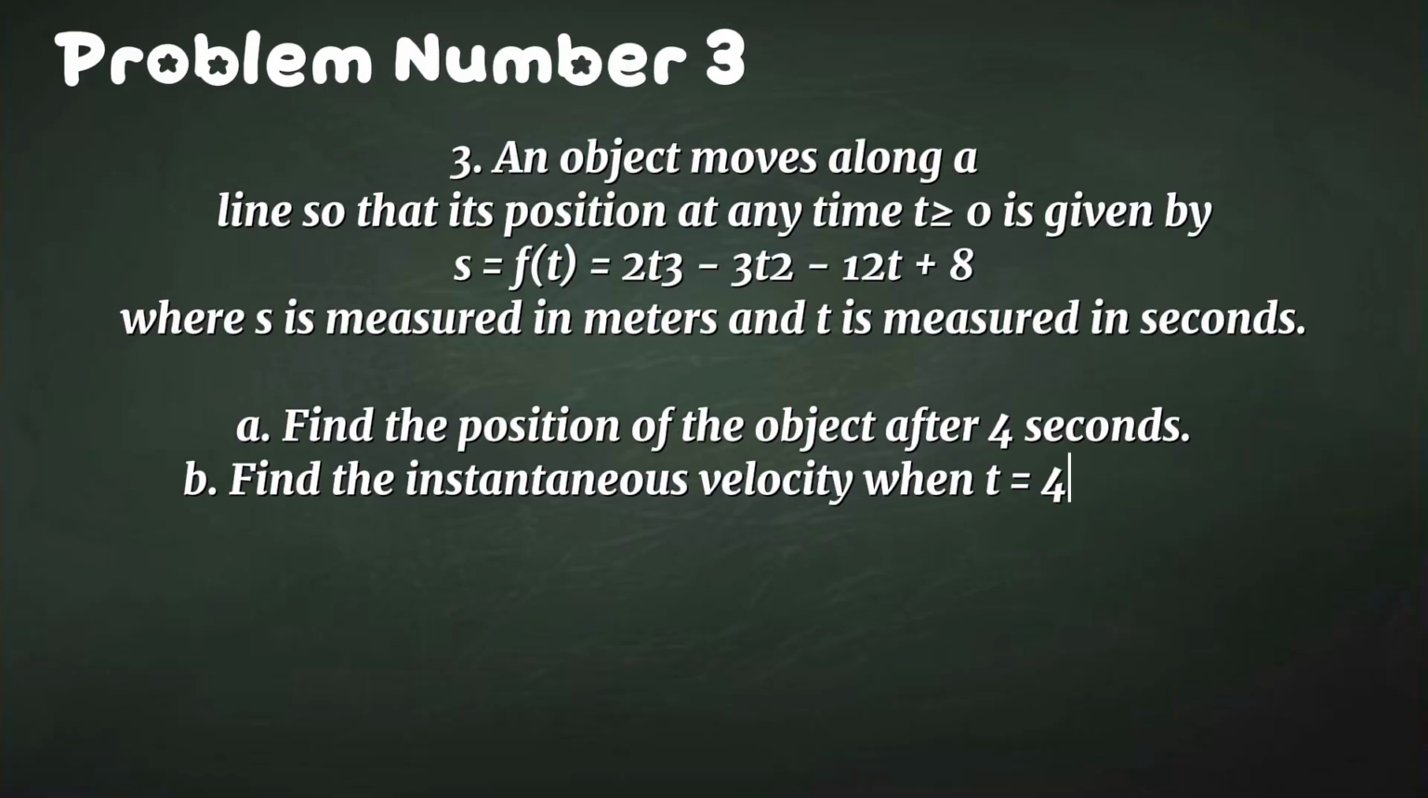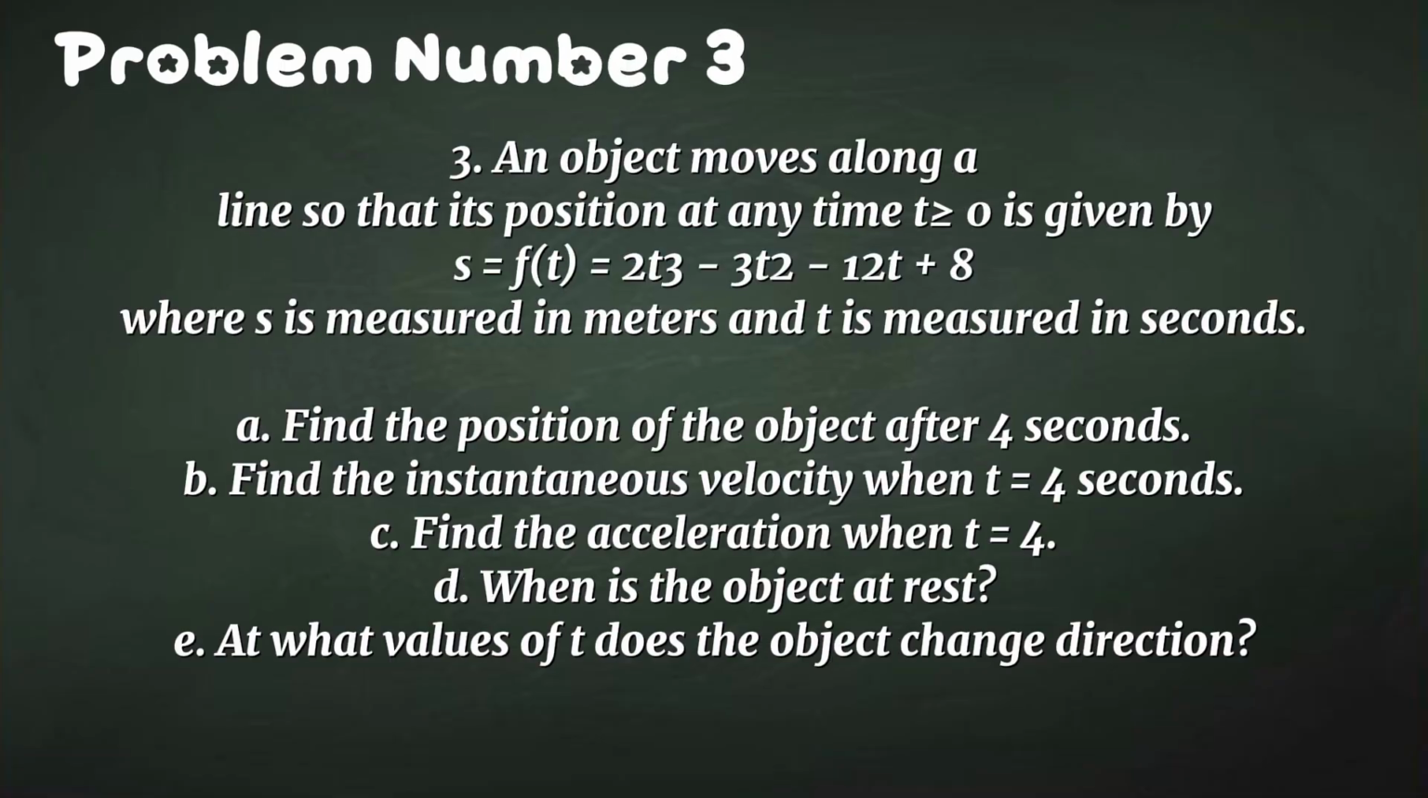An object moves along a line so that its position at any time t, where t is greater than or equal to 0, is given by s equals f of t equals 2t cubed minus 3t squared minus 12t plus 8, where s is measured in meters and t is measured in seconds. In this problem, we have to solve for letter A until E. Let's go! Let's try and solve for letter A.